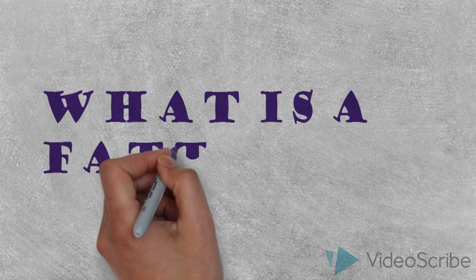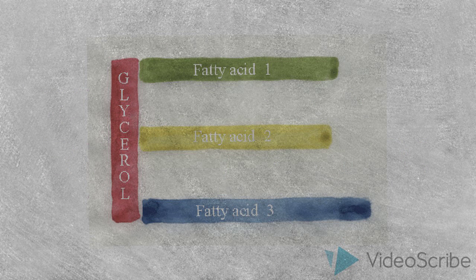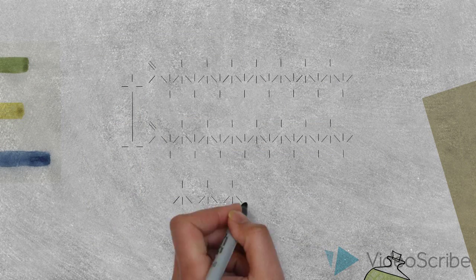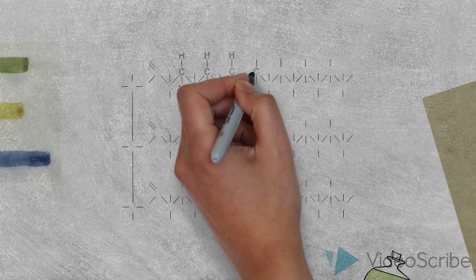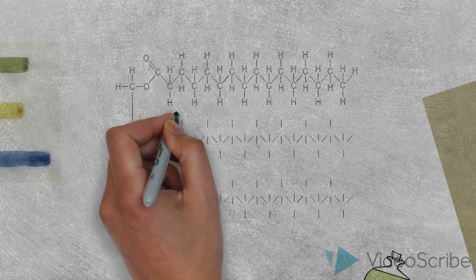So, what exactly is a fatty acid? A fatty acid is one of the major components of a triglyceride, which is a form of lipid that's used in the body to store energy. It takes 3 fatty acids and a glycerol molecule to make a triglyceride. While fatty acids vary in terms of chemical characteristics, they all have some basic qualities in common.